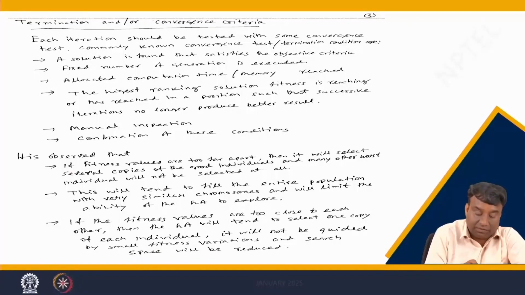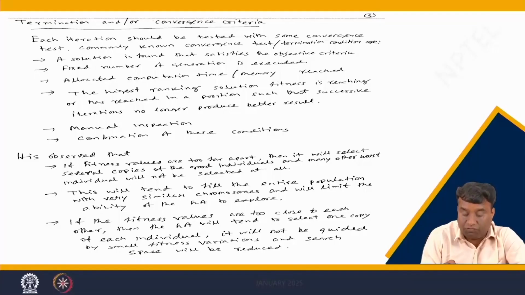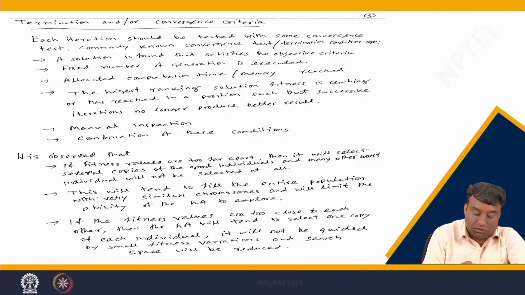So it is observed that if fitness values are too far apart, then it will select several copies of the good individual and many other worst individuals will not be selected at all. This will tend to fill the entire population with very similar chromosomes and will limit the ability of the genetic algorithm to explore. If the fitness values are too close to each other, then the genetic algorithm will tend to select one copy of each individual. It will not be guided by small fitness variations and the search space will be reduced.